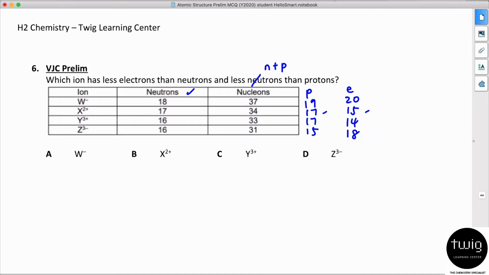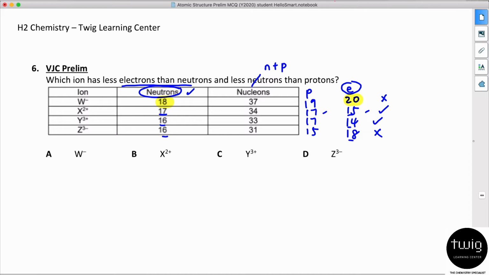Fewer electrons than neutrons. I'm going to focus on neutrons and electrons. I can eliminate this one because this is 20 and this is 18, so that doesn't work. This one is possible, so I'll put a tick here. Fewer electrons than neutrons: here 15, here 17, here 14 and 16. Yes, this is possible. 18 and 16 is not possible. So you only have option 2 and 3.